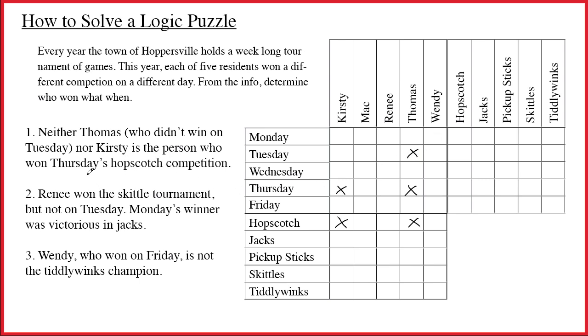And then notice there's one more really valuable piece of information. It says the person who won Thursday's hopscotch. So that means that hopscotch itself was on Thursday. So let's use a dot to denote a positive correlation. Now, here's an example of the type of thing that I invite you to be thinking about as you're doing these puzzles and making connections with the sort of thing that we've been doing in class.